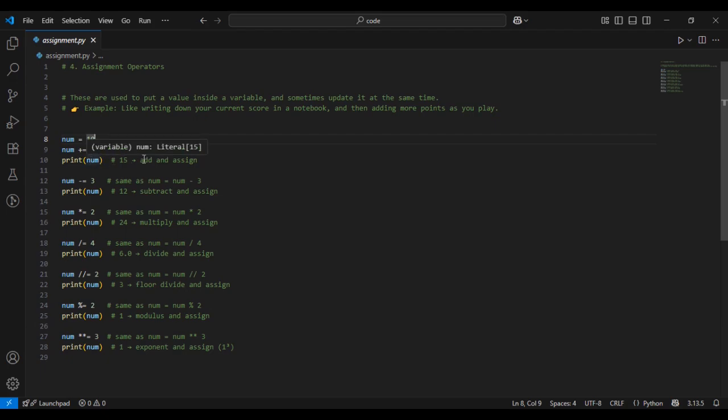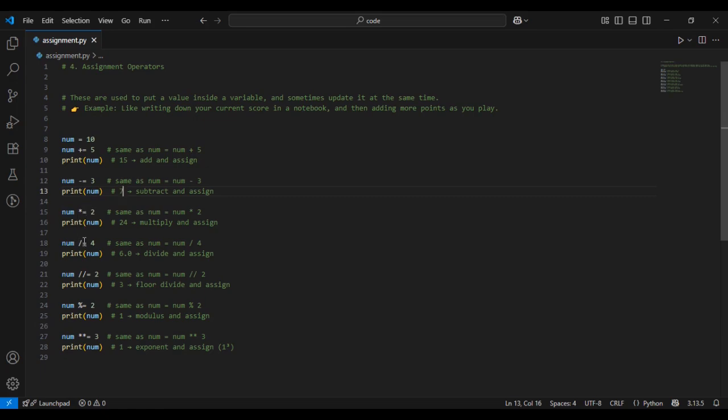So when we print the num, 15 will be displayed. Same goes for the minus equals to sign. 3 will be subtracted from 10, and then we assign to the num variable, and then when we print num, it will be 7 instead of 10. Same goes for the star equals to, this is used to multiply and assign.